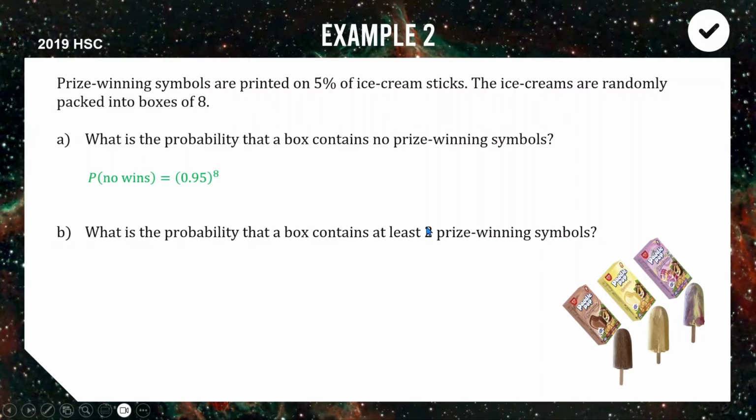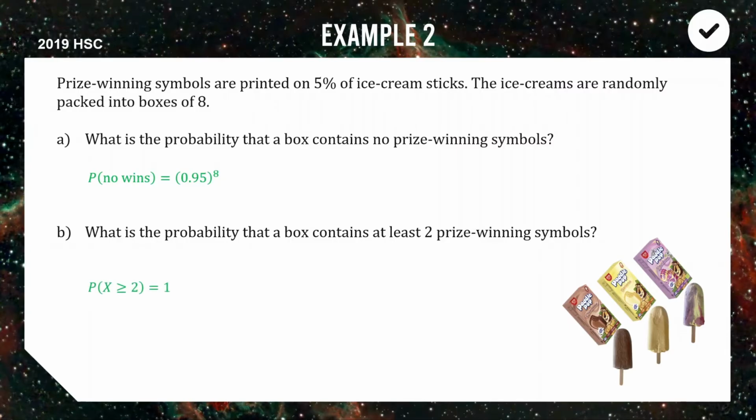We could have 2 prize-winning symbols, we could have 3, 4, 5, 6, all the way up to 8. So we're going to need to think of a shortcut here. Rather than calculating the probability of 2, up to 3, up to 4, up to 8 prize-winning symbols, it's going to be quicker if we just find the probability of having 1 prize and then 0 prizes, and then taking that away from 100%.